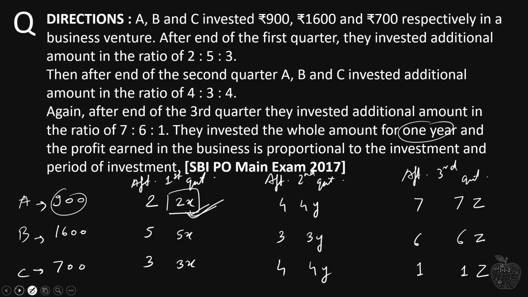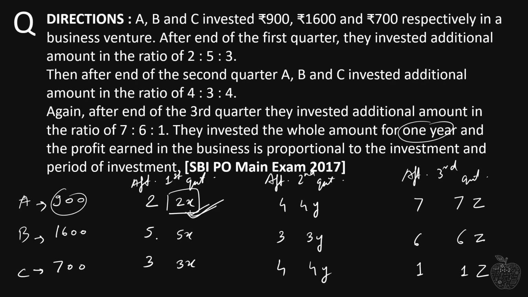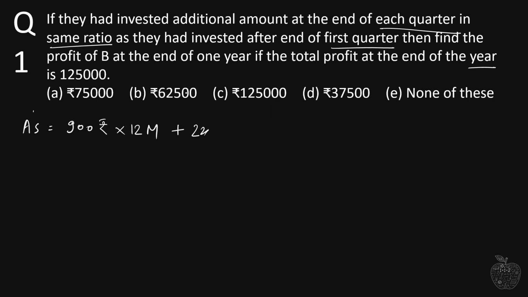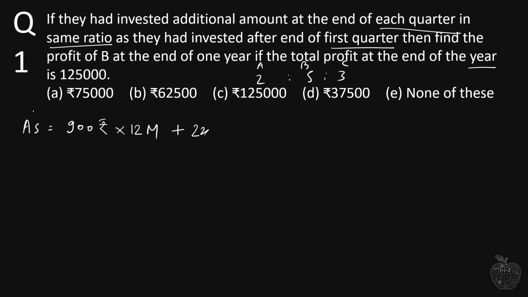So let's write it down over here. This is the original amount that is invested for 12 months. Now after the end of first quarter, A invested 2x. They invested in the ratio 2:5:3 in the first quarter, so in the ratio A, B, C as 2:5:3. So let's say they invested 2x, 5x and 3x.